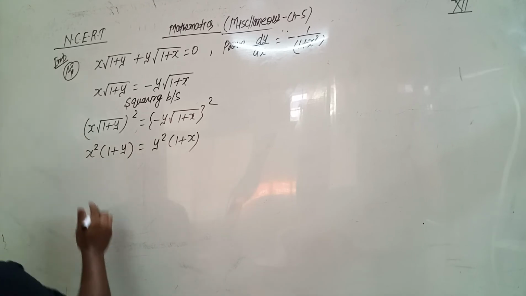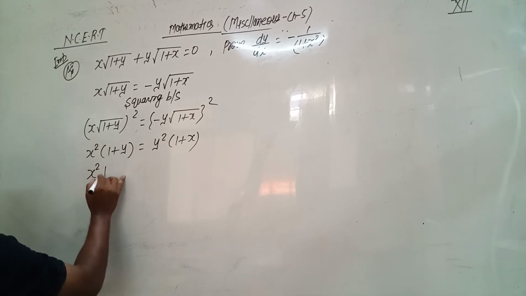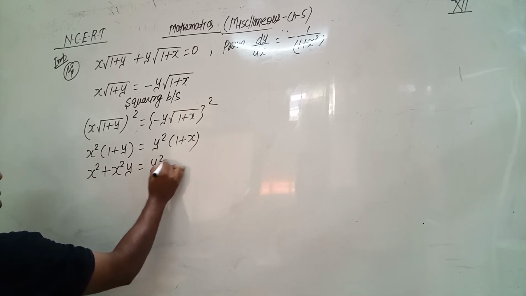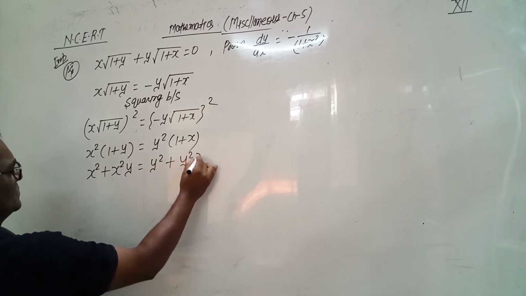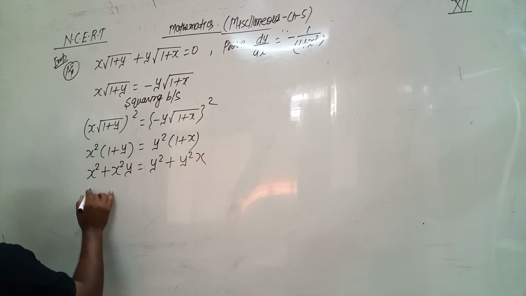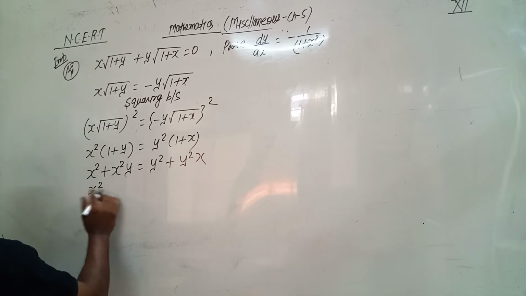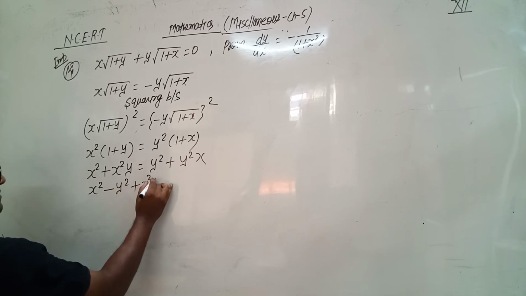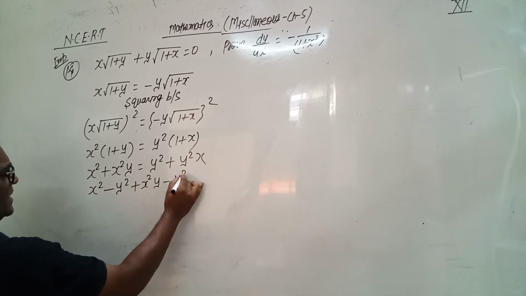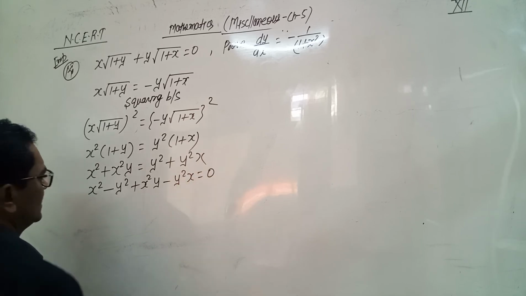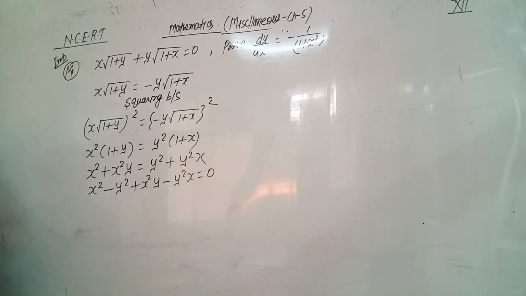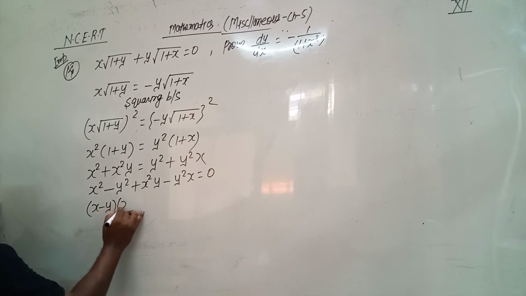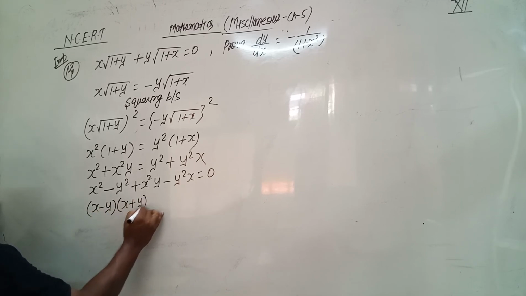Remove the bracket. So x square plus x square y equals y square plus y square x. Then x square and y square will go on the left side, plus x square y and y square x also go on the left side, and the right side becomes 0. This will be expanded using the formula a square minus b square, so (a minus b)(a plus b).